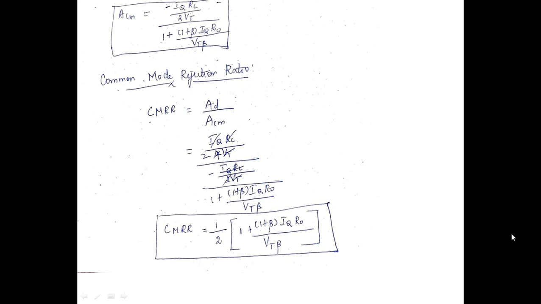So okay students, in this class I've discussed what a differential amplifier is, small signal analysis, and how we derive the differential mode equation and common mode equation from the small signal equivalent circuit, and from the differential mode and common mode gain, finally we got the equation for the common mode rejection ratio.